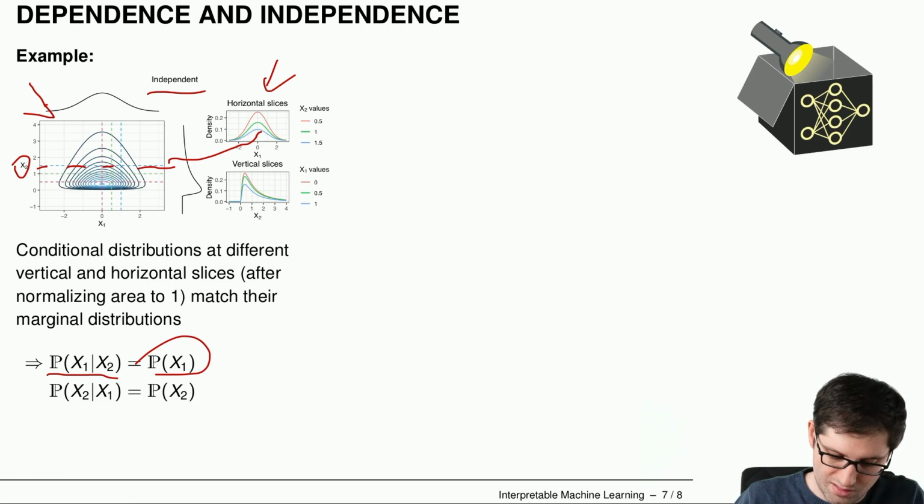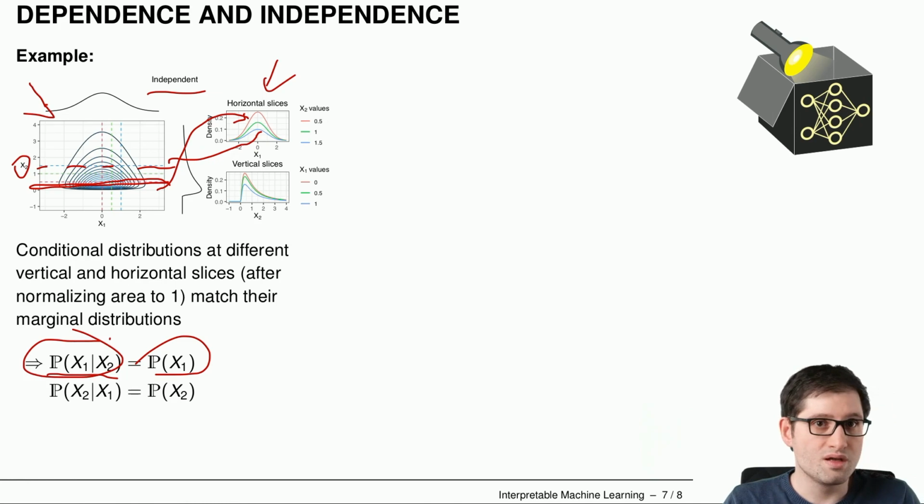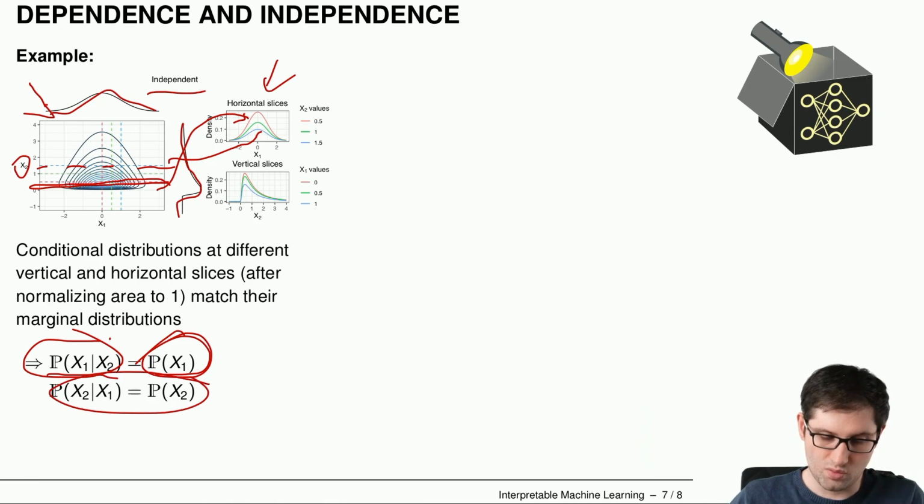For this horizontal line, this red line over here, we get this curve. If we scale these curves so that they have an area of 1, they would have the same shape, meaning that the conditional distribution is always the same as the marginal distribution of x1. The same holds for the other random variable, which is not normally distributed; we get the same result over here.